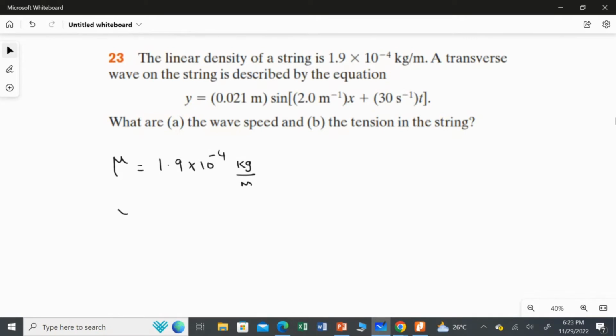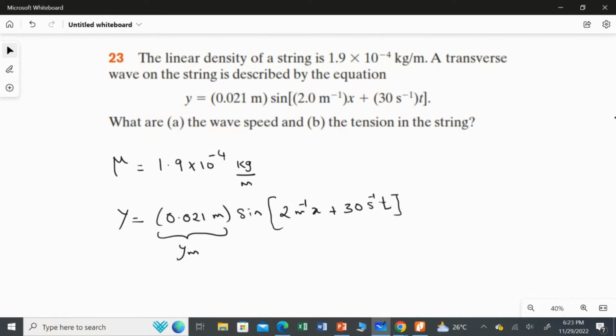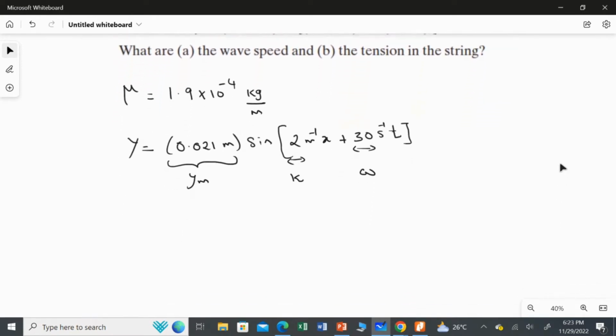And the wave equation is mentioned here, y = 0.021 meter sine of (2 per meter multiplied by x plus 30 per second t), right? Actually, this is our amplitude, which is ym, and this one is angular wave number k, and this one, 30, is angular frequency. Now in the first part we are going to find the speed, am I right?